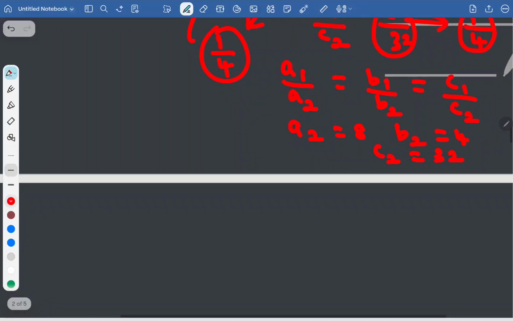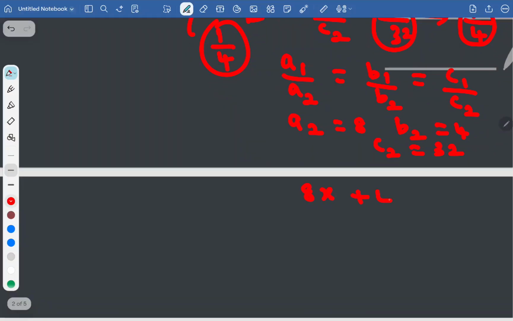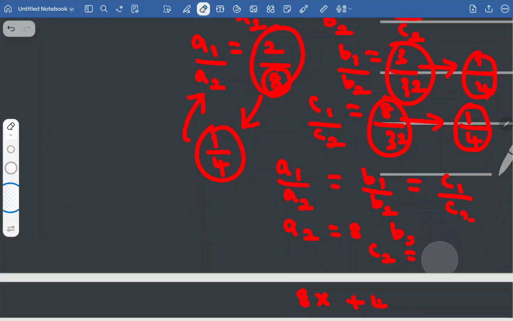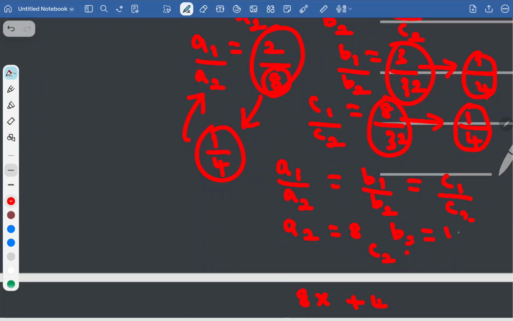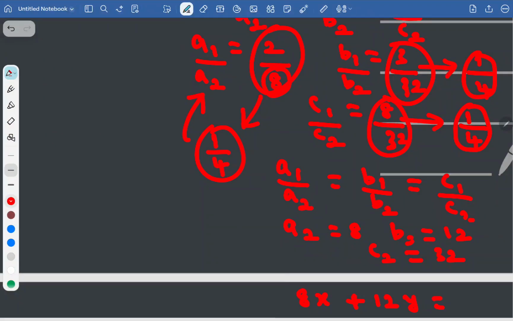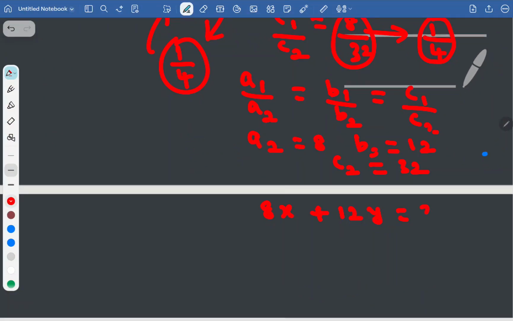The construction of the second linear equation, 8x plus... not 8 here, b2 should not be 4, that was an error. b2 should be 12, c2 should be 32, then only all are equal. 8x plus 12y equal to 32. Therefore, the second linear equation is 8x plus 12y equal to 32.